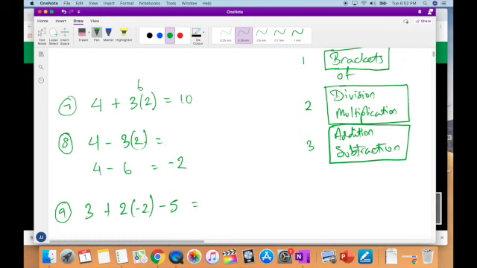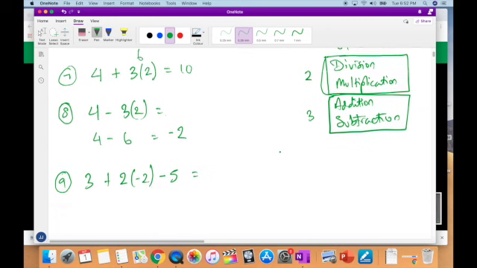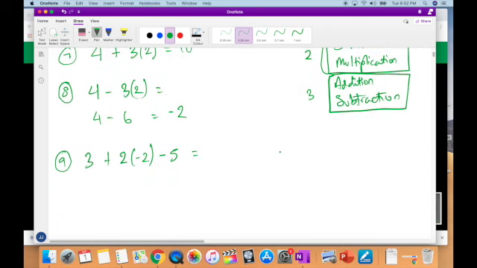Well, division and multiplication. They are both one unit. They are both the same thing. I really want you to start thinking about them as the same thing. They do have differences, yes. Division is just multiplication in the other direction. Addition, subtraction is just addition in the other direction. So this will be 3 plus 2 times negative 2 is negative 4 minus 5. And now that I have my additions and subtractions, I have 3 minus 4 minus 5.